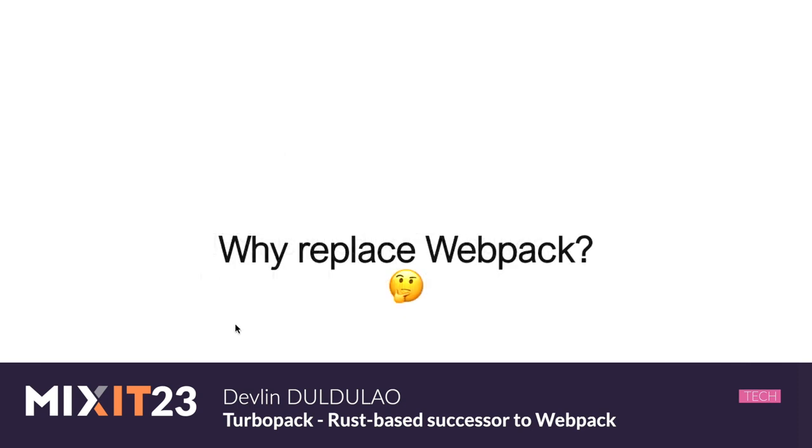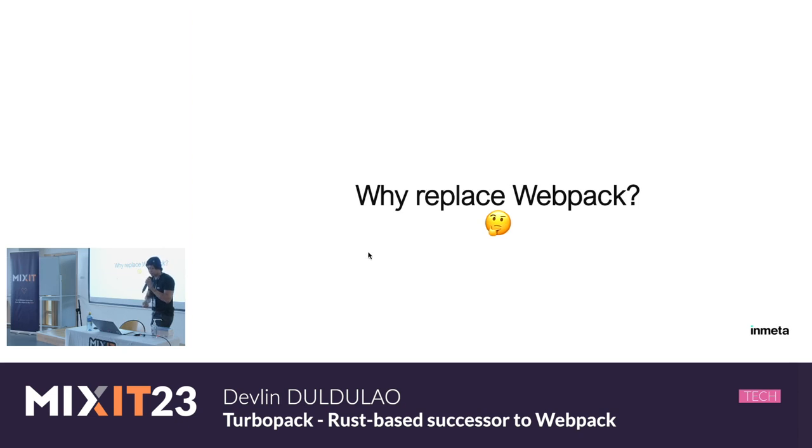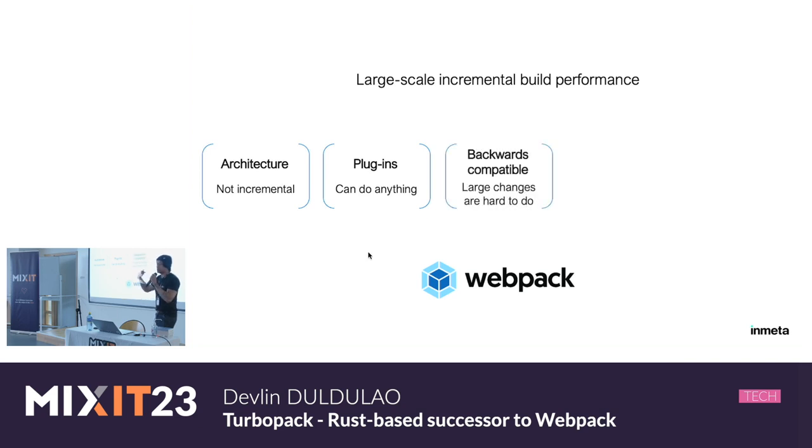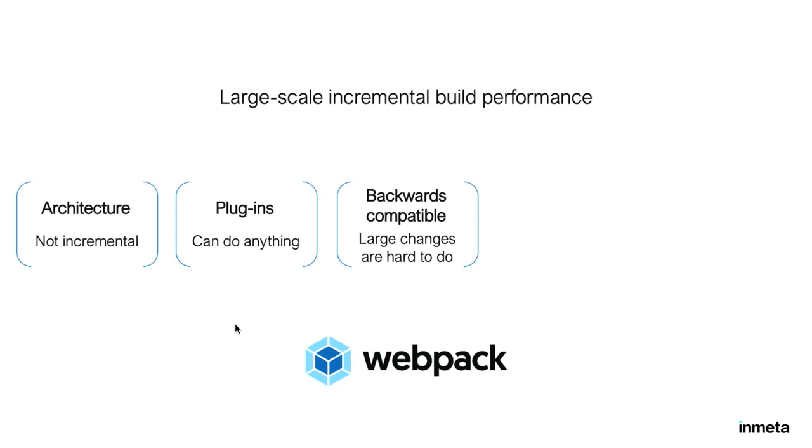So why replace Webpack aside from slow development? Webpack was created 10 years ago and retains its original architecture despite web development's significant growth. Webpack's architecture isn't suited for large scale incremental builds, and it's difficult to fix due to numerous dependent plugins. Changing Webpack's architecture while maintaining backwards compatibility is challenging, as it risks breaking users' existing implementations. However, RSpack, I'll show you later, is built for Webpack compatibility, and we'll see the difference between Turbopack and RSpack. Anyways, let's move on.